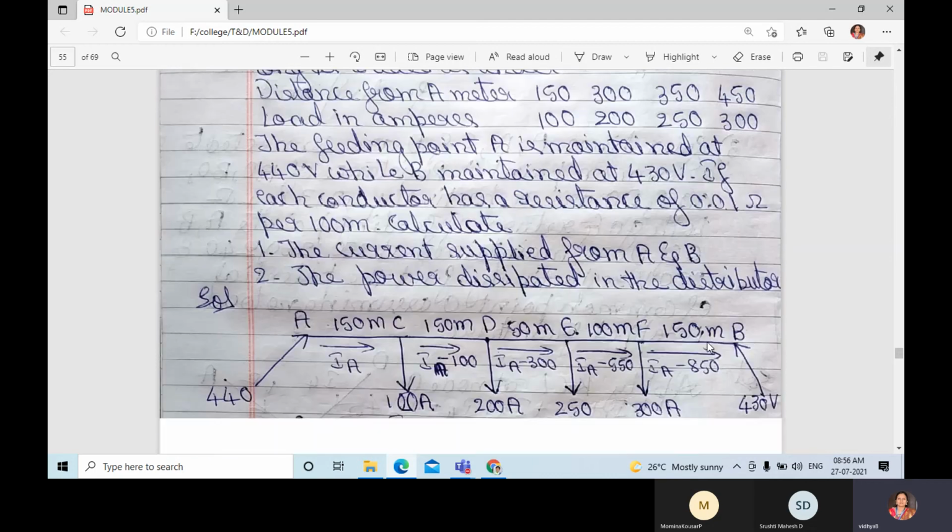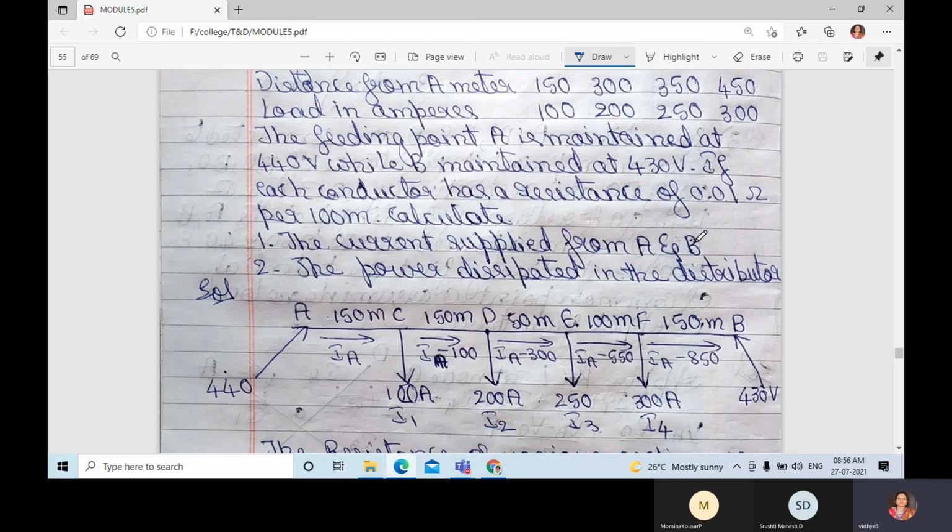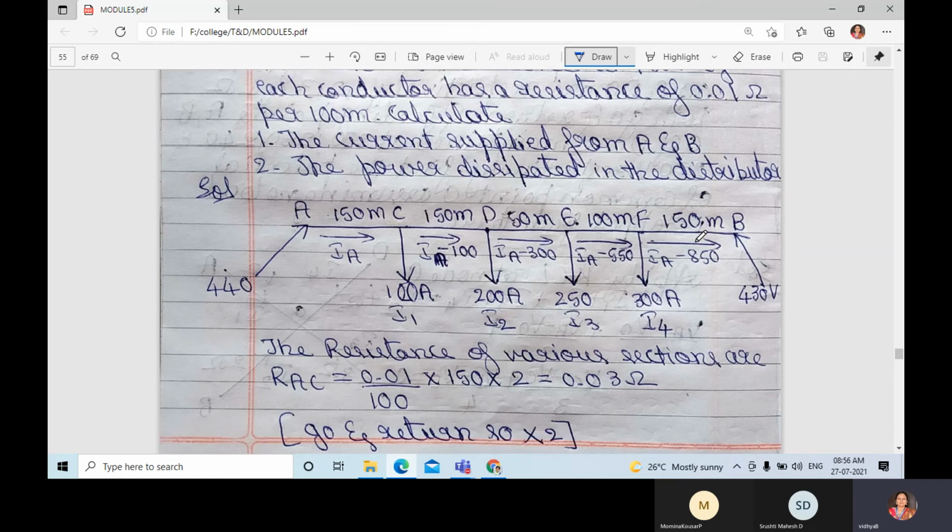They have given that each conductor has a resistance of 0.01 ohm per 100 meter, and the loads are 100, 200, 250, 300. They have given the distances also. You need to draw this. At point A the feeding voltage is 440, at B it is 430. What we need to find out is the current supplied from A and also B, and also the power dissipated in the distributor.